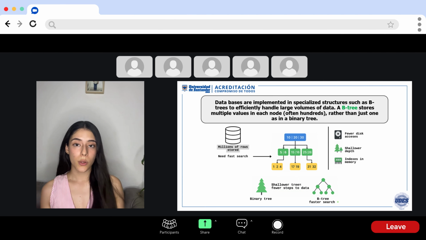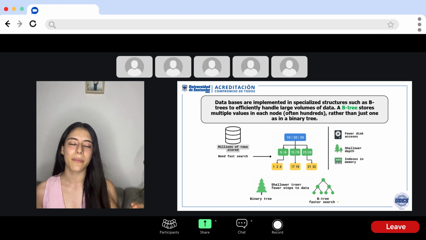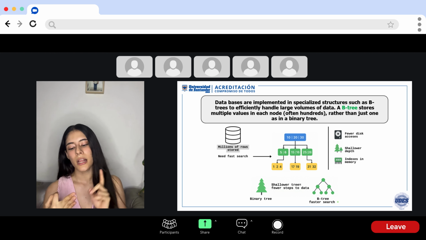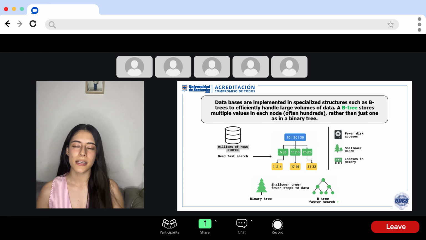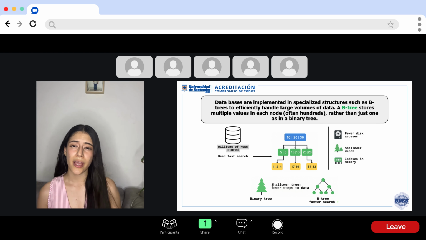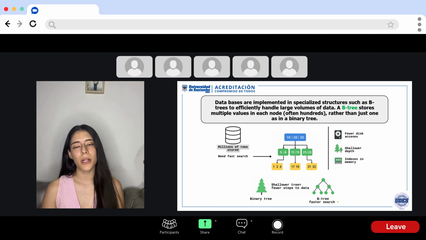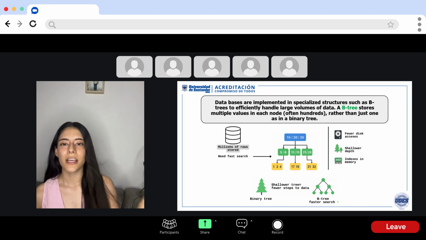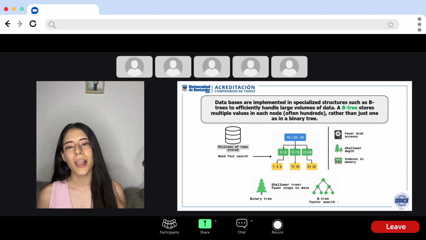Let's now describe a real-world example. Data structures are essential in many areas, such as databases, operating systems, networks, and artificial intelligence. For example, in databases, B-trees are widely used. Databases need to search through millions of rows quickly, so choosing the right data structure is key. A B-tree, a balanced tree, stores multiple values in each node, reducing the tree depth and making searches faster. Indexes in databases are often implemented as B-trees separate from the main data, which allows faster queries.